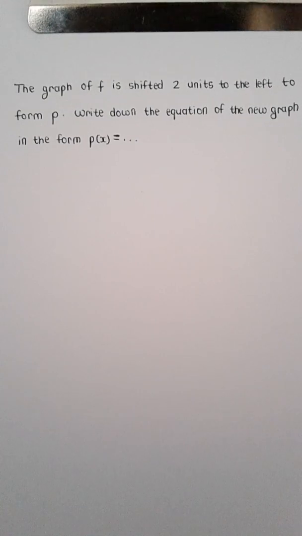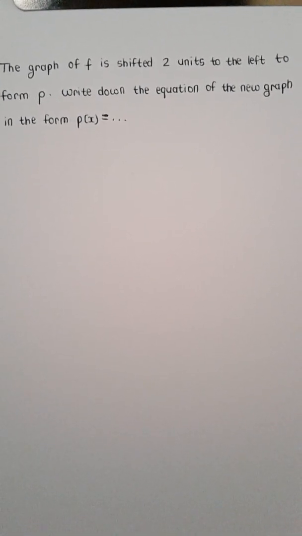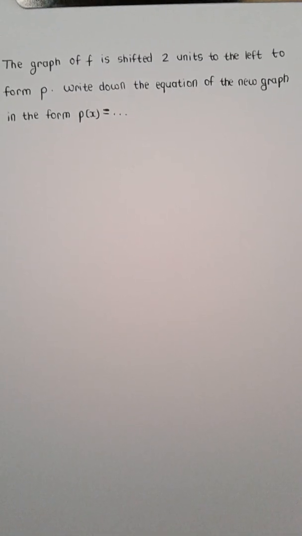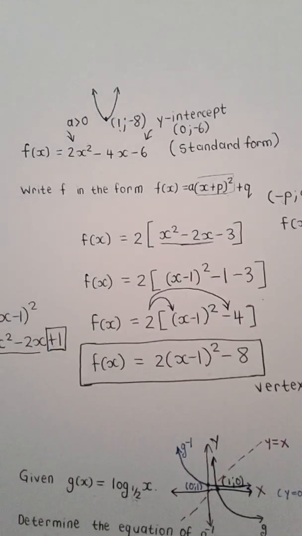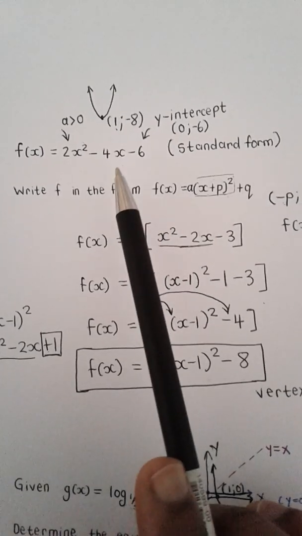Right, so in this question, they say that the graph of f is shifted 2 units to the left to form p. Now, p is a new function. It's basically the translated function. We need to write the equation of the new function p of x. Now, if you can remember, the graph of f was this function over here.